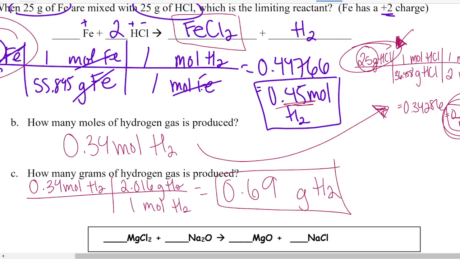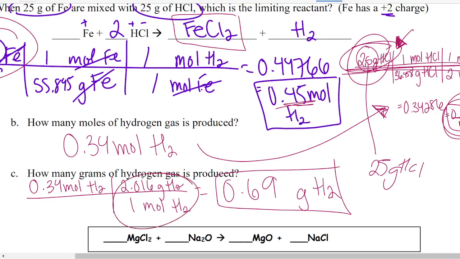You could have also taken your 25 grams and started with that and then just turned it into this, but the rest of it, so it would have started with 25 grams of HCl, and the whole block would look the exact same as this one, but then at the end you would have tacked on the molar mass of H2 and gotten the same thing.